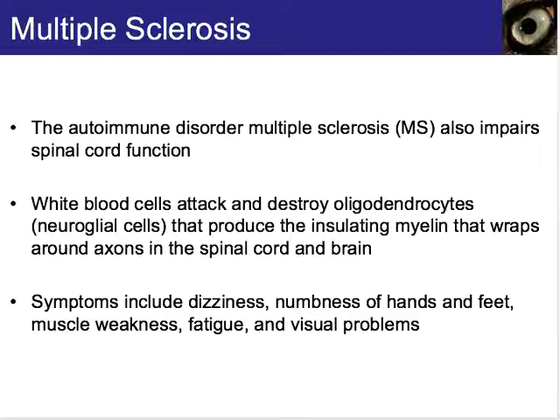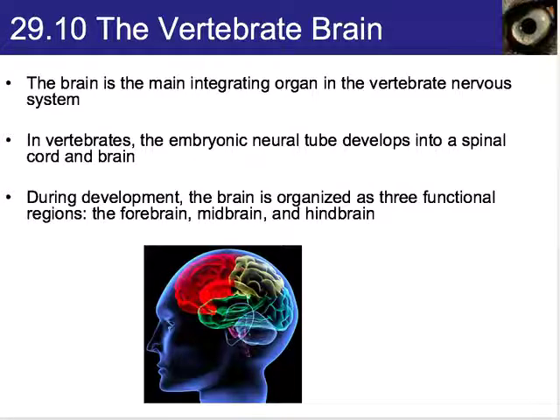I'm sure you all have heard of the disease multiple sclerosis. Multiple sclerosis is an autoimmune disease. What that means is your immune system attacks your spinal cord. So what happens is white blood cells in your blood start to attack and destroy nerve cells in the spinal cord and the brain. And so individuals start to get dizzy, numbness in hands and feet, muscle weakness, fatigue, and visual problems, and they eventually will become paralyzed.